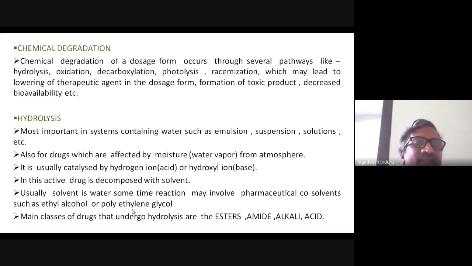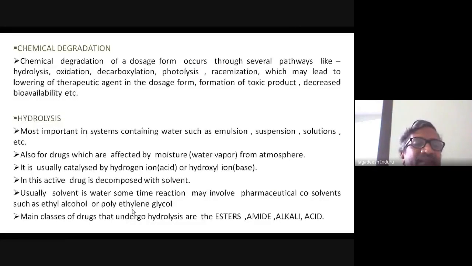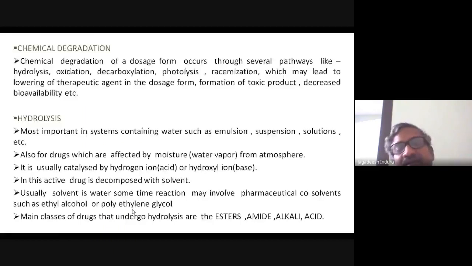So this is hydrolysis also. The drugs are affected by the moisture and water vapor from the atmosphere, usually catalyzed by hydrogen ions and hydroxyl ions. So we need to maintain the pH near neutral by adding a buffer. This is the way we control it. In this, the active drug is decomposed with the solvent. That is the reason sometimes we remove the water and add oil or some other non-aqueous solvent. You may find these oily suspensions in the case of amoxicillin.